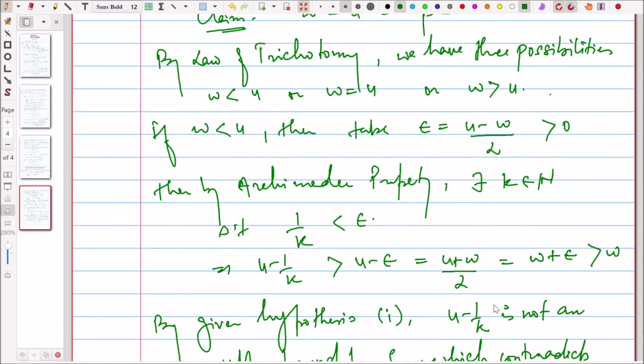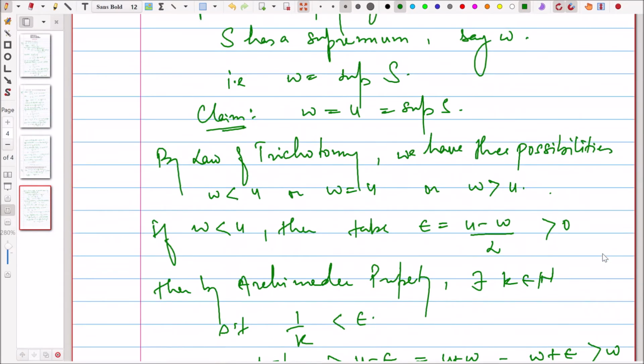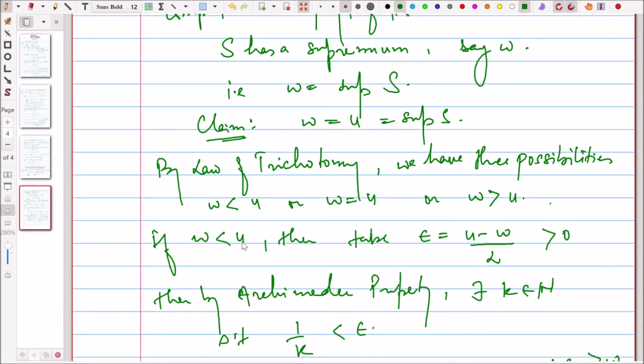Fine. So this technique we use in a lot of places. If we take any number which is smaller, we take the difference of the two, and we take either half the distance or something smaller than half. So we may also take (U minus W) by 3. Then this number U minus epsilon will be greater than W. So we have shown that if W is less than U, then we arrive at a contradiction. So this is not possible.